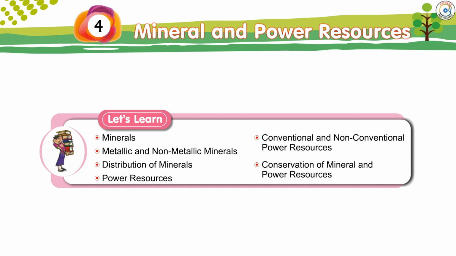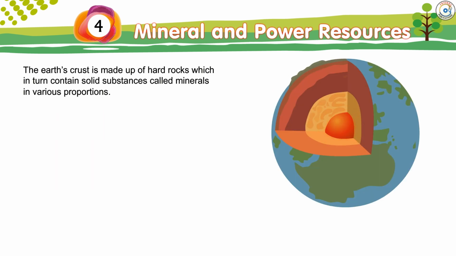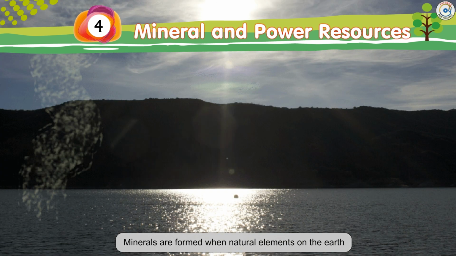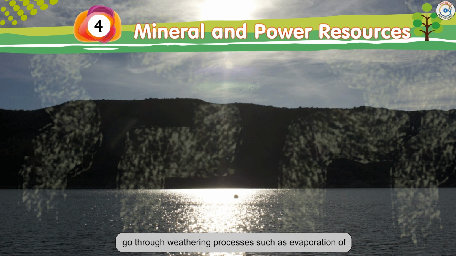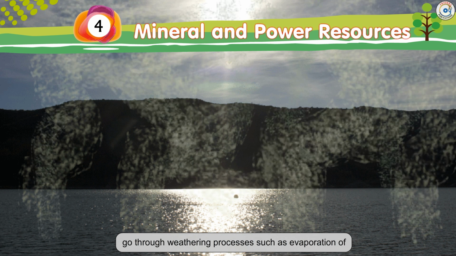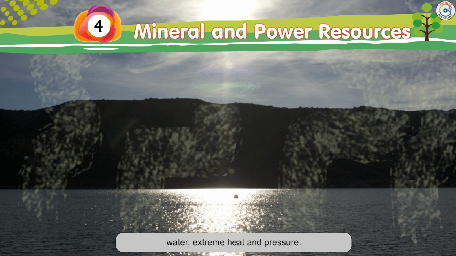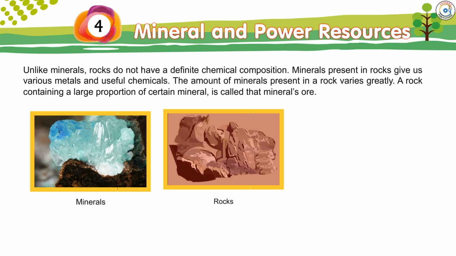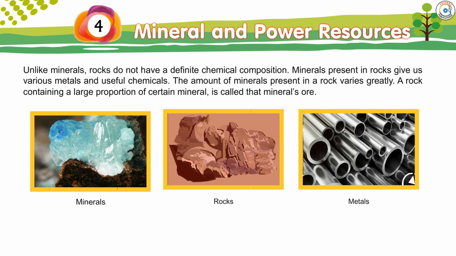The Earth's crust is made up of hard rocks which in turn contain solid substances called minerals in various proportions. Minerals are formed when natural elements on the Earth go through weathering processes such as evaporation of water, extreme heat and pressure. Unlike minerals, rocks do not have a definite chemical composition. Minerals present in rocks give us various metals and useful chemicals.